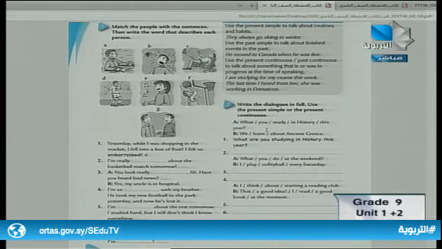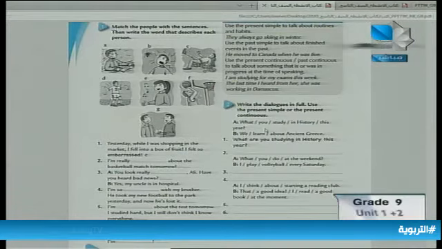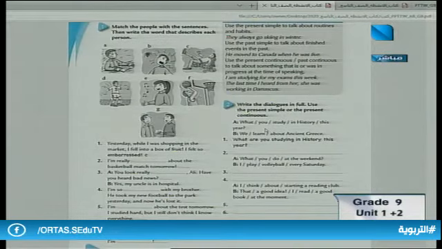So the answer should be, or must be, in the same tense. Usually speaking, okay? Sometimes we have some exceptions, but in general, it is like that. So what are you studying, okay, in history this year? The answer is, we are learning about ancient Greece. Good. What about number 1?